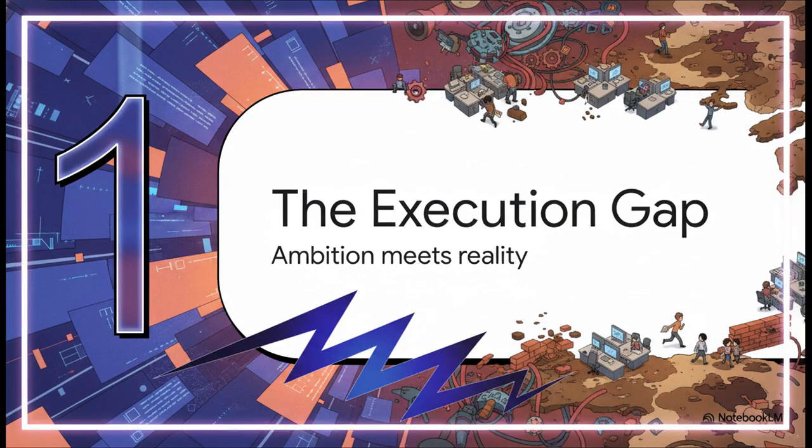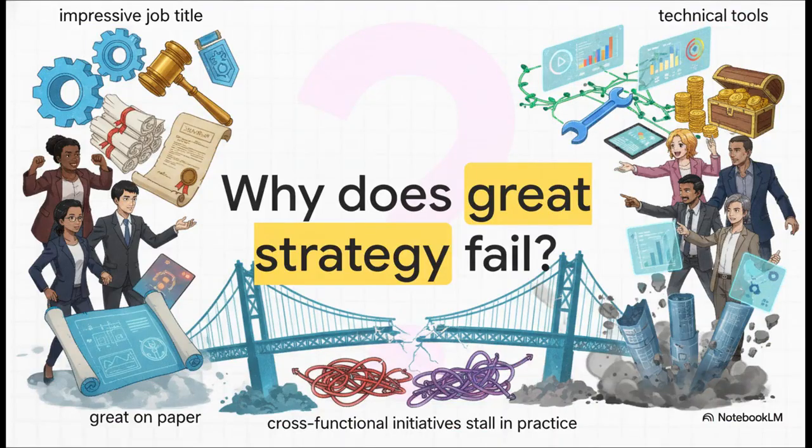Section 1, the execution gap. This is where ambition meets reality. We have all been there, right? This execution gap is a massive frustration for practically anyone operating in a highly matrixed organization. And it begs a really serious question. Why does great strategy fail?